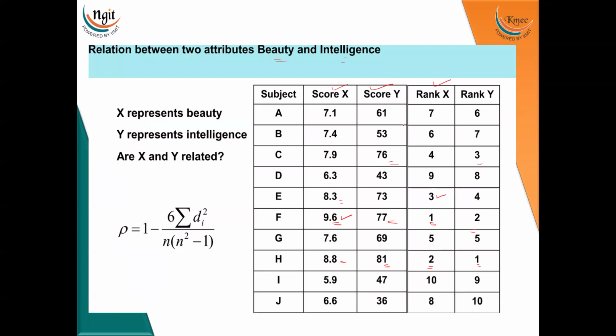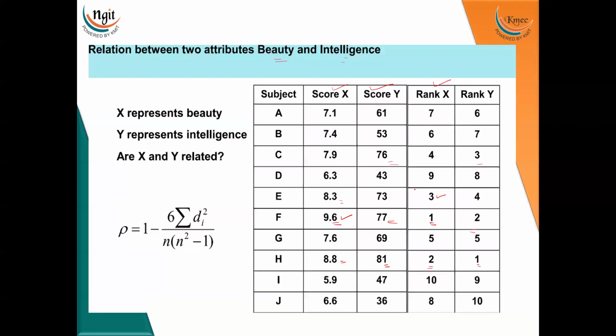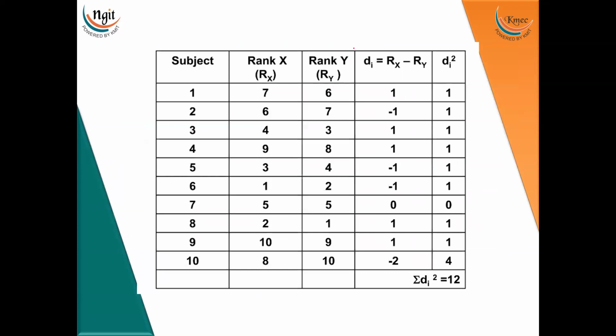Okay, now the continuation of this. Now, rank X, rank Y. We know these are the ranks we have already given. Now, find out the difference Rx minus Ry. That is 7 minus 6, 6 minus 7. Take the difference between these two; these are the values. And square all these d values. We will get this. And sum all these d squared values. We will get 12. Now, substitute all these values in the given formula.